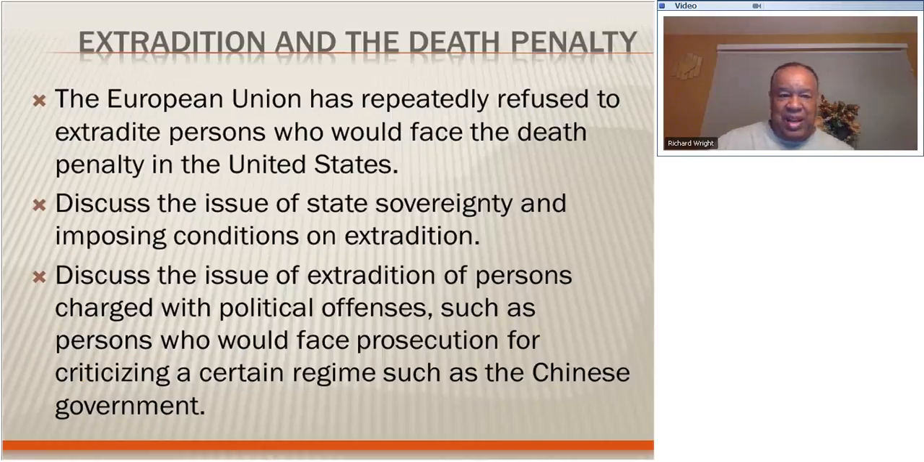And then, again, I commented about this already, that the European Union has repeatedly refused to extradite persons who would face the death penalty. So those are the kind of things. And then also persons who would face prosecution for criticizing a certain regime, such as the Chinese government, all these different types of things.